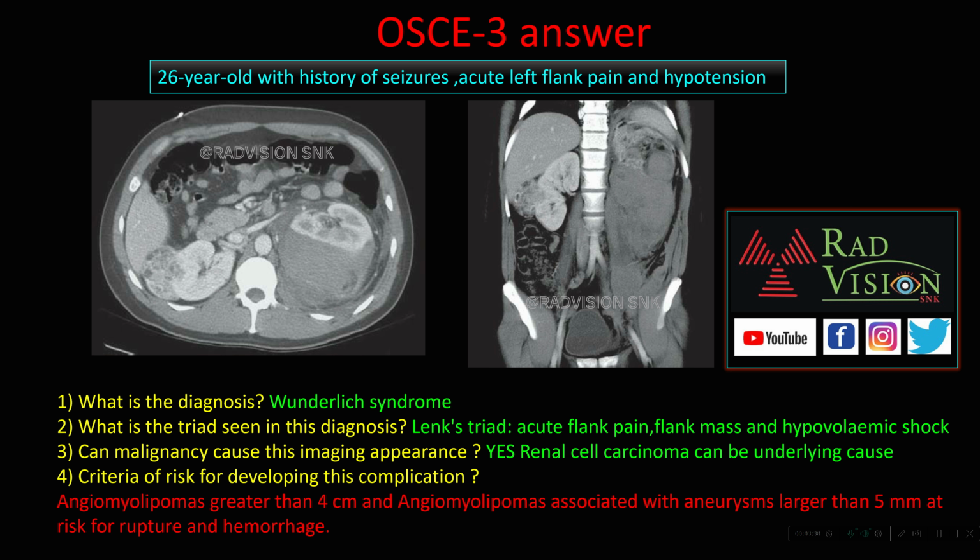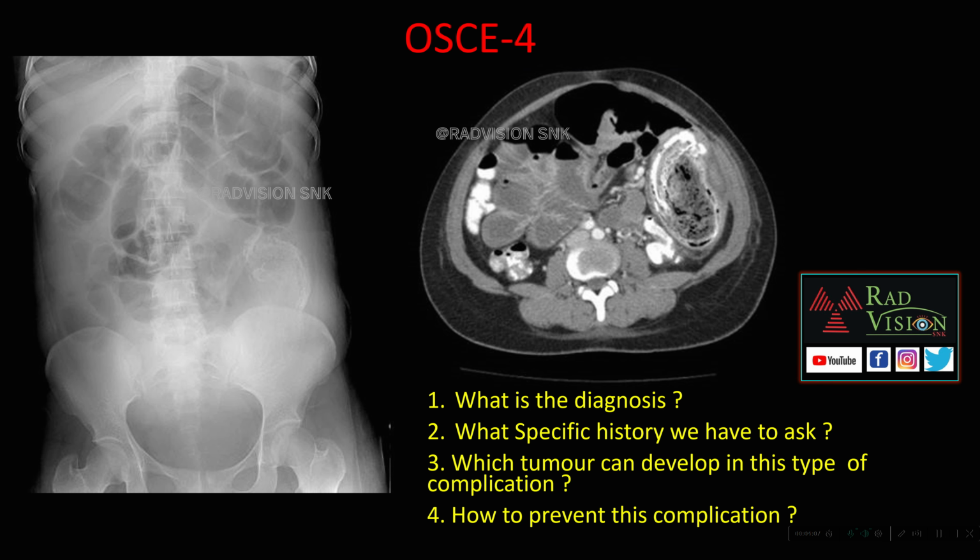Can malignancy cause this imaging appearance? Yes, renal cell carcinoma can be the underlying cause which can cause Wunderlich syndrome. Criteria of risk for developing this complication, this is very important. You can see angiomyolipomas greater than 4 centimeters and angiomyolipomas associated with aneurysms larger than 5 mm are at risk for rupture and hemorrhage and lead to Wunderlich syndrome. So whenever in a case of tuberous sclerosis, when you have bilateral angiomyolipomas, if the patient presents with sudden flank pain, mass and hypotension, definitely suspect Wunderlich syndrome.